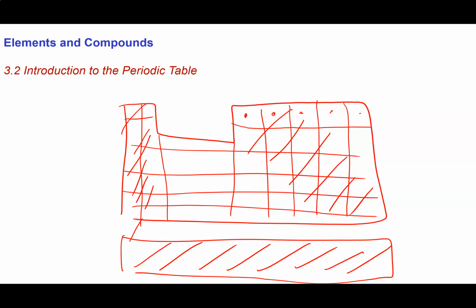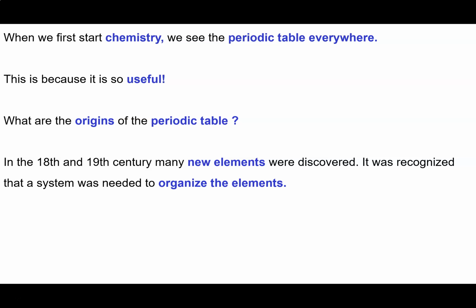And I would recommend that you experiment and look for different versions of the periodic table labeled in different ways, and then you can bookmark those. You'll also find that there's a periodic table included in the ALEX program. When you first start chemistry, we're going to see the periodic table everywhere, and it's for a pretty good reason, because it's really, really helpful. So it's worth thinking about where the periodic table comes from, and that explains in part its usefulness.